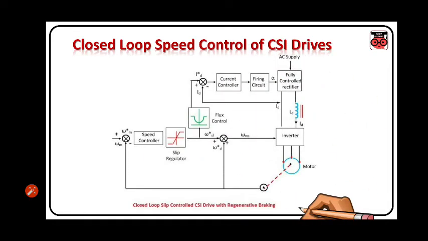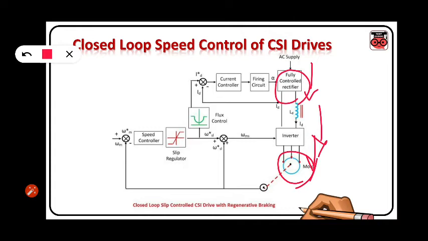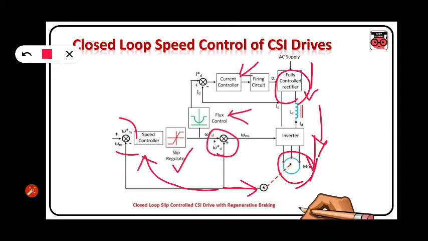In the diagram, you can see the closed loop slip control CSI drive with regenerative braking. In that, you can see the different components like the AC supply, a fully controlled rectifier feeding the inverter, and the inverter output given to the motor. This is the speed sensor, speed controller. This is the comparator, slip regulator, flux controller, current controller, firing circuit, etc.